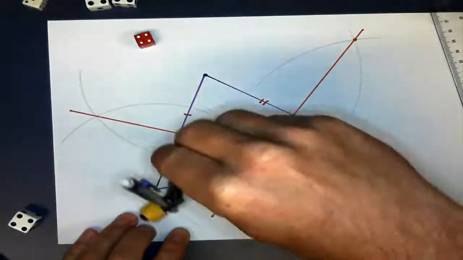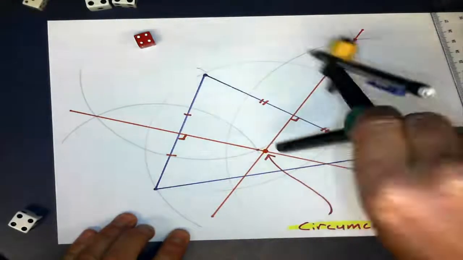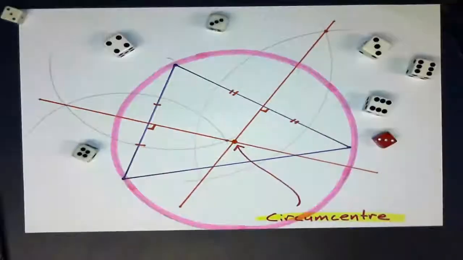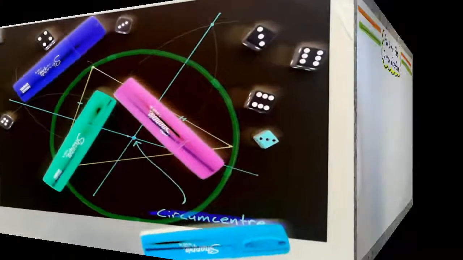And I should be able to draw a circle around here, that being the center. Oops, let's try that again. Circumcenter, come on. And that gives me a circle with all the points of the triangle on it. Nice.